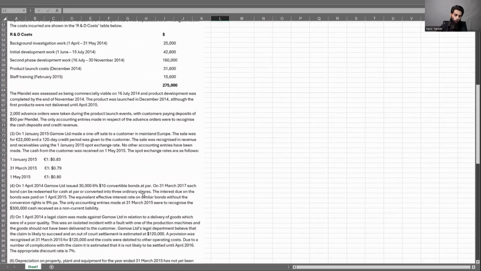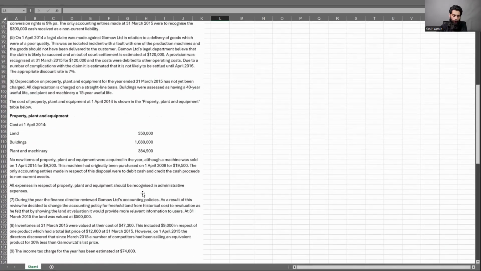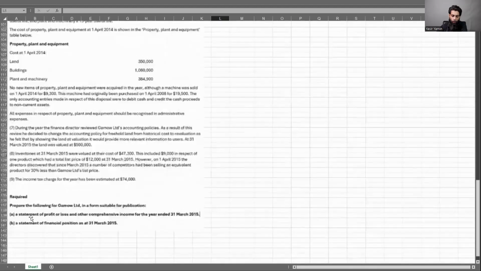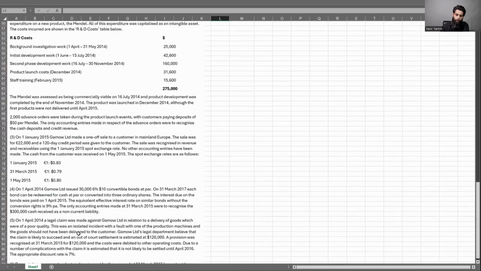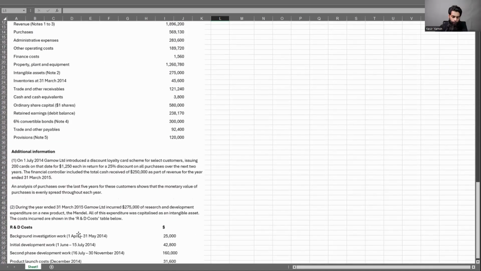All right. Now you have been provided with various notes that we need to solve. But if you look at the bottom, the question requires you to prepare a statement of profit or loss and other comprehensive income for the year ended 31st March 2015. So you need to prepare a P&L and OCI. And for the B requirement, you need to prepare a statement of financial position. So it's a traditional final accounts kind of question. All right. Now let's go and study each of the notes.